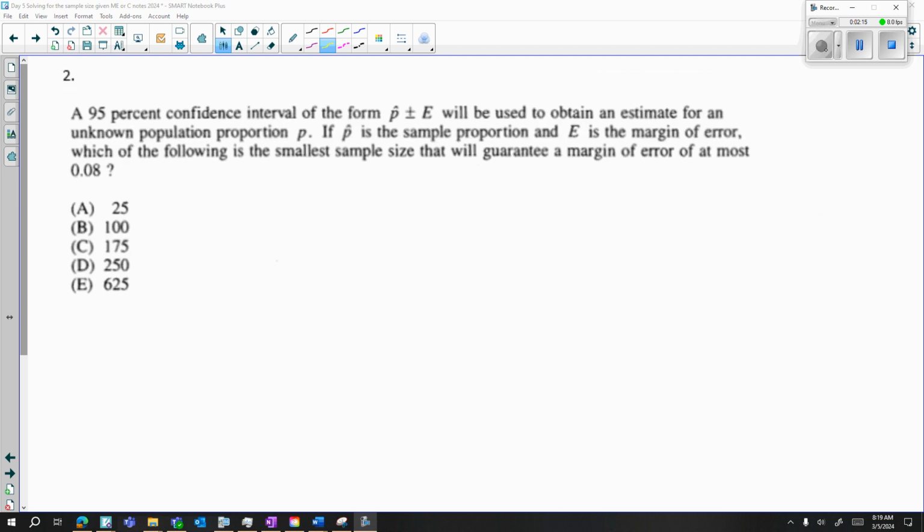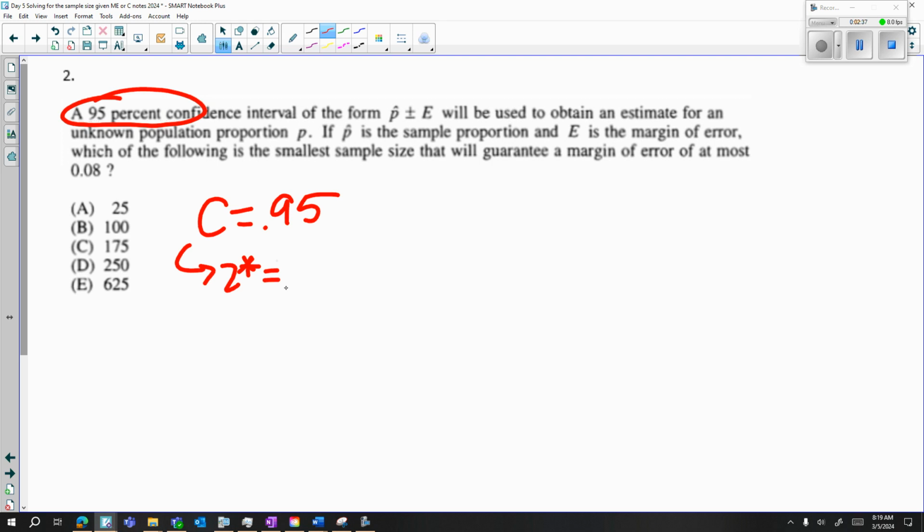Okay, so now this question we actually don't know how to do fully yet, but we're going to set it up and then I'm going to explain. A 95% confidence interval for the proportion will be used. So everyone will circle 95%. That's called the confidence level. We have to get the z star from that. So immediately I want you to find z star for the 95% level.